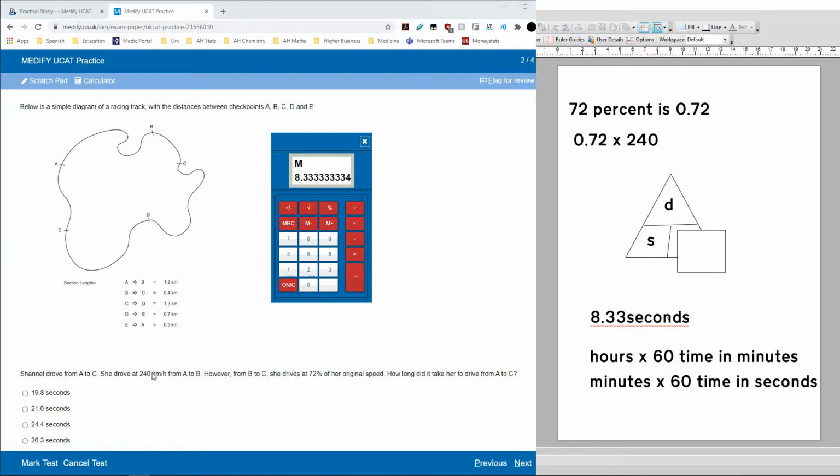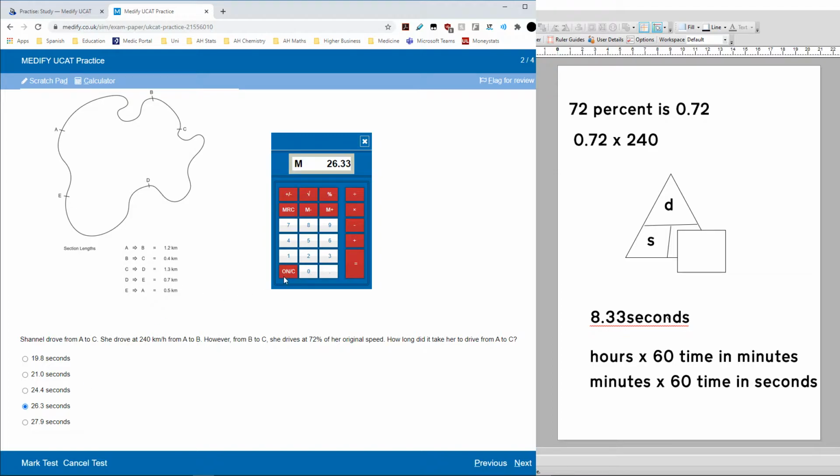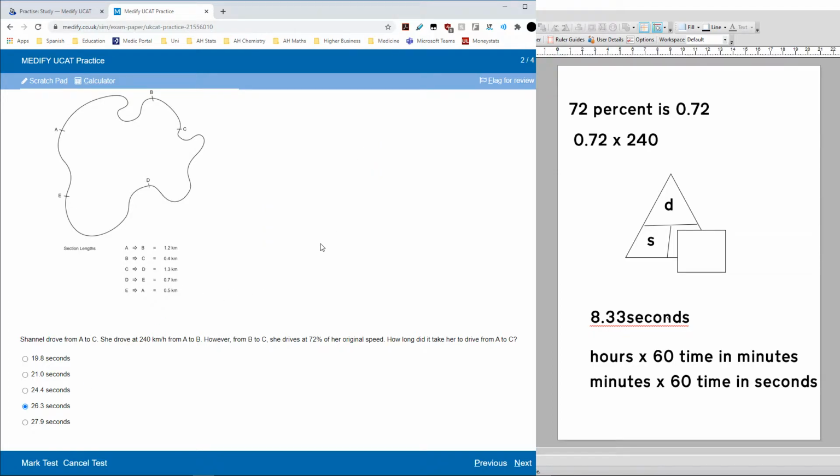Now we're going to have to do the same here again. So 240 kilometers an hour from A to B. So that's 1.2. We do our distance, which is 1.2, divided by the kilometers an hour, which is 240. And that gives us 0.005 hours times by 60, 0.3 minutes times it by 60, 18 seconds. Now we add that to our 8.33 seconds we had earlier on, and we get 26.33, which can round to that. That one probably took a bit longer, but you just need to get used to it.